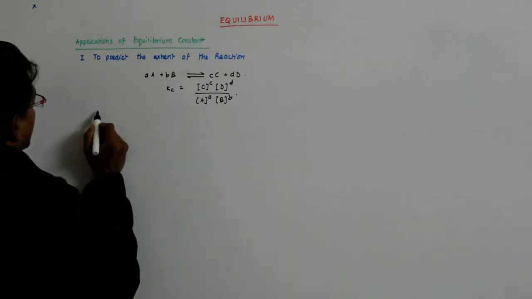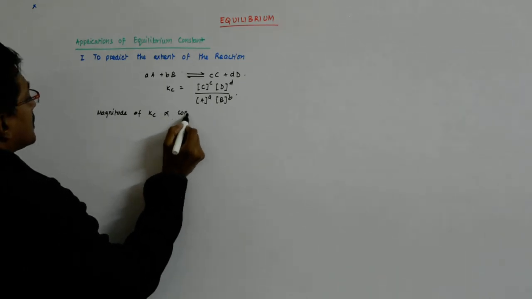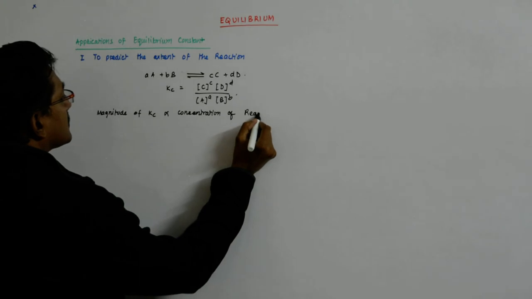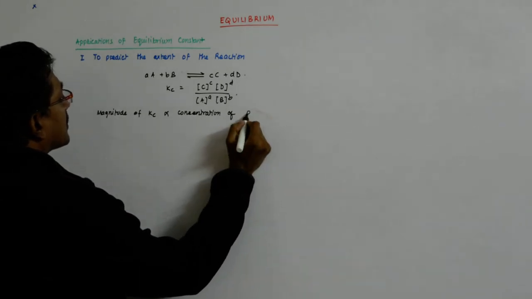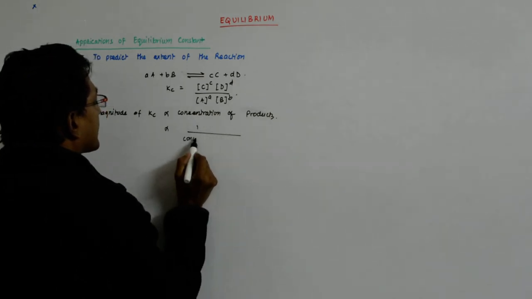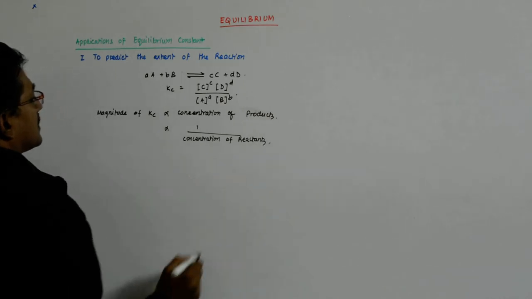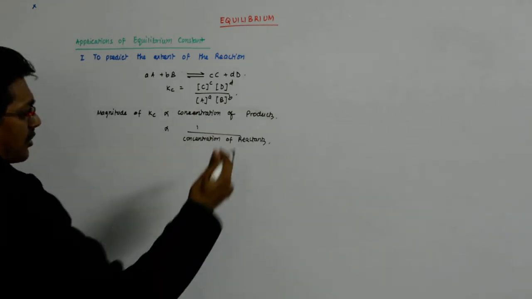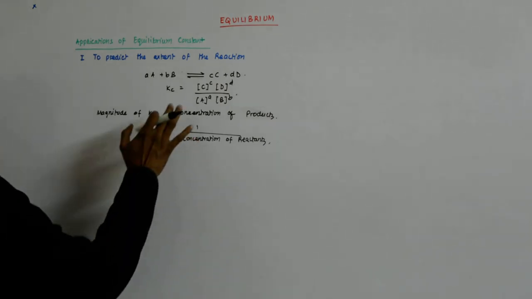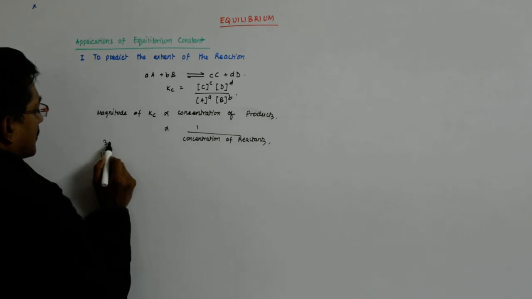Okay? So I know that magnitude of Kc is directly proportional to the concentration of products, and is inversely proportional to the concentration of reactants. Okay? Understand? Concentration of products, and here also it is product, obviously raised to the power. Now, so we have put the cutoff and say that, so three cases.